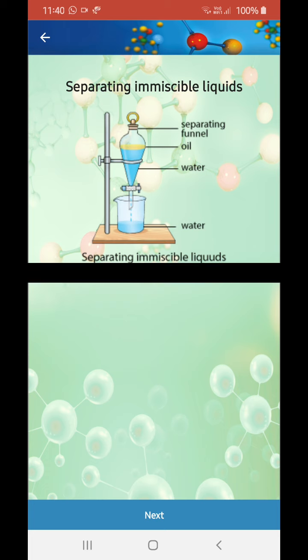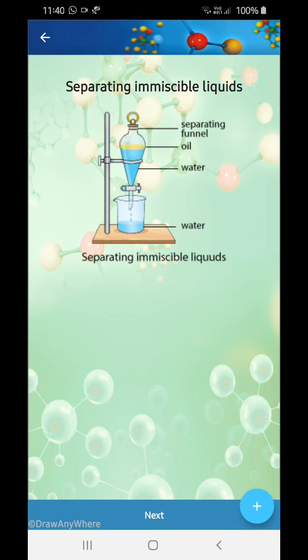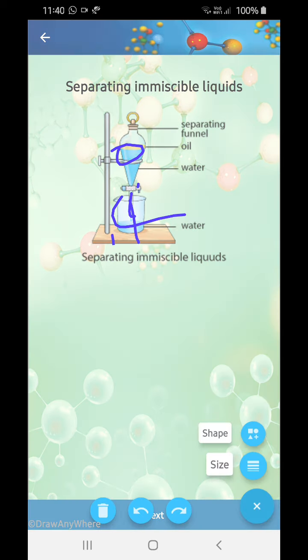Separating miscible liquids. What happens? I told you. You pour down. Now see, you keep the mixture over here. Take the rest for some time. They will form separate layers. Open the stopcock. Water will fall down. Put another beaker. The oil will again fall down. Okay.